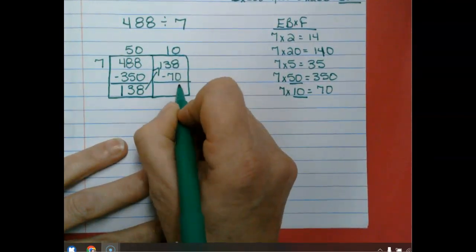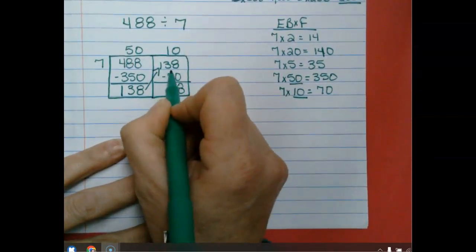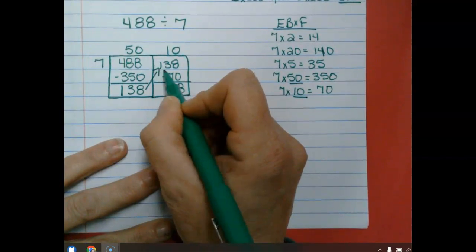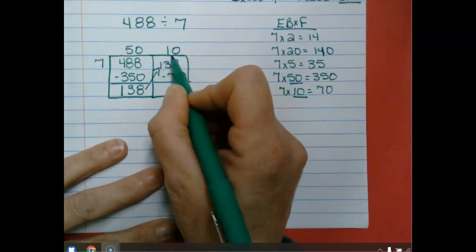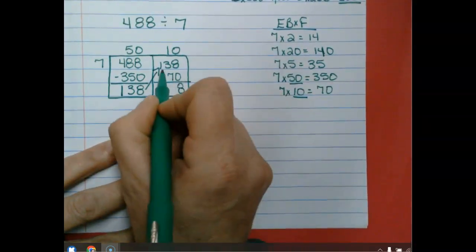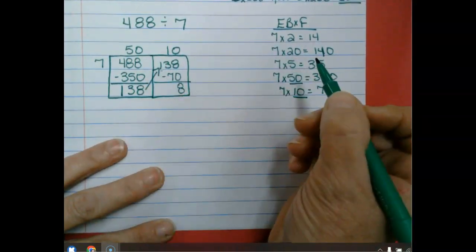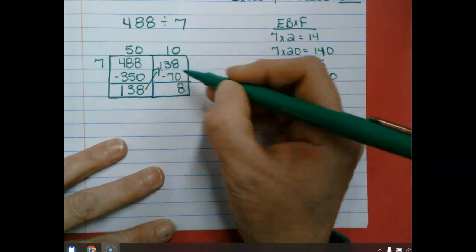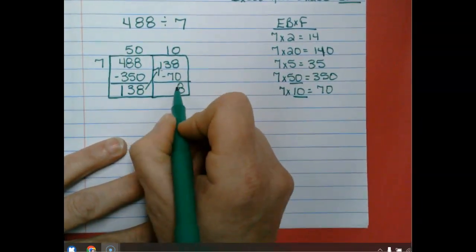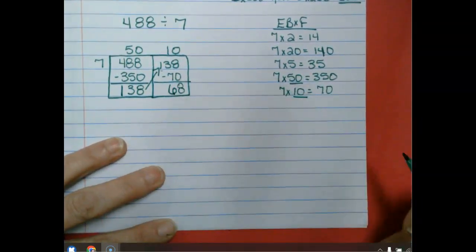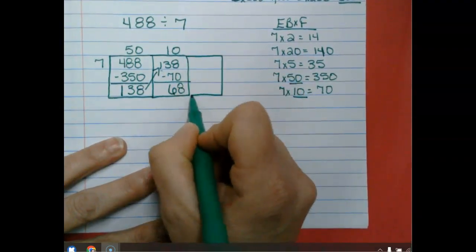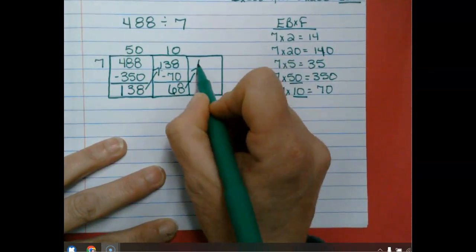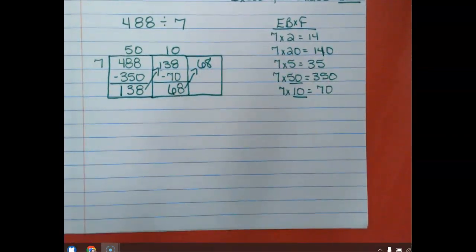Well, 8 minus 0 is 8. 13, yes, I could decompose that 1 and make it a 0 and cross out the 3 and make it a 13, but I already have 13 here, so I really don't need to do that. I can say 13 minus 7, and that's going to be 6. So now I have a new area of 68. So I'm going to bring my 68 up.